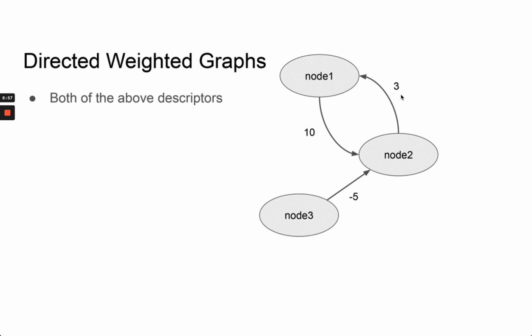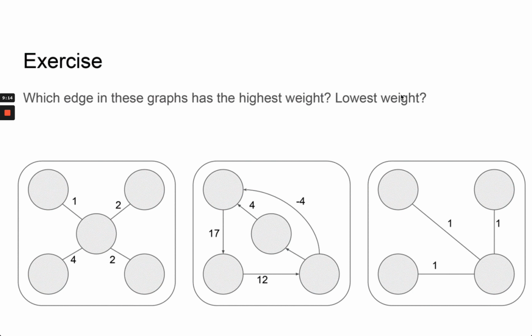You can have directed weighted graphs, undirected weighted graphs, undirected unweighted graphs, and directed unweighted graphs. Any of the 4 possibilities are possible. So, which edge in each of these graphs has the highest weight? Which has the lowest? Feel free to sound off in the chat.